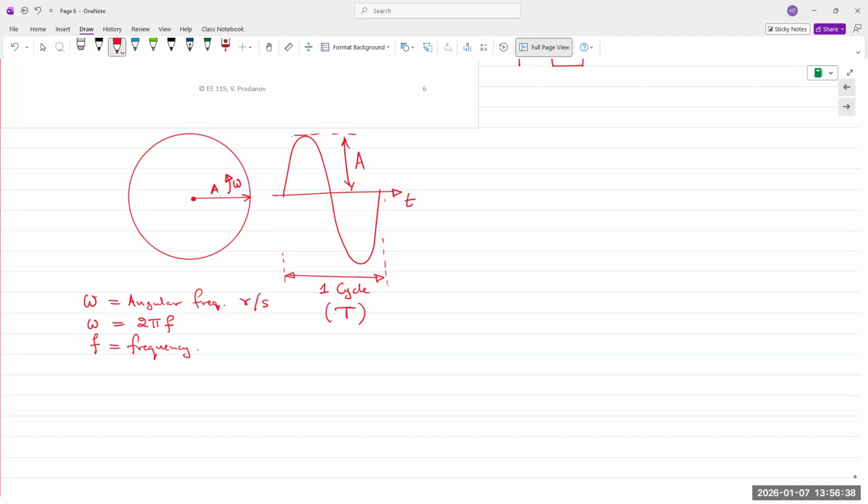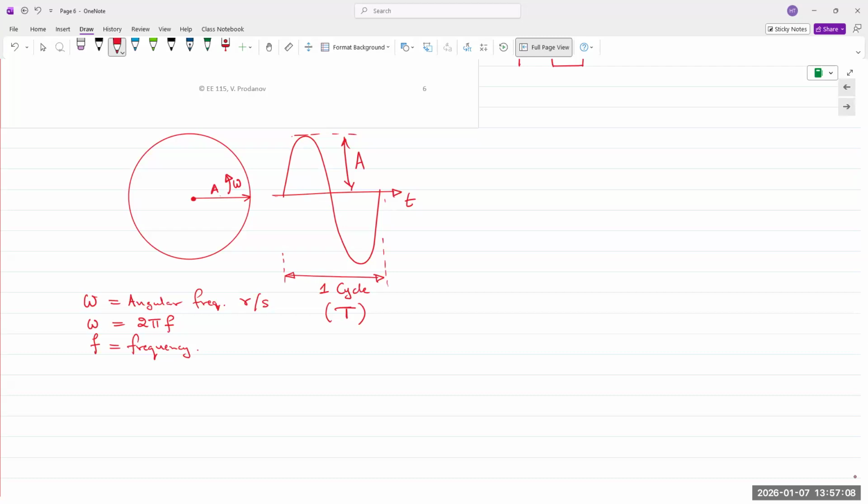The waveform starts at 0, goes to a positive peak A, comes back down to 0, then goes to a negative peak minus A, and comes back up to positive. At that point, it's going to start repeating itself, going back to a positive peak of A. The point where it begins to repeat itself, hence the name periodic, is known as one full cycle.